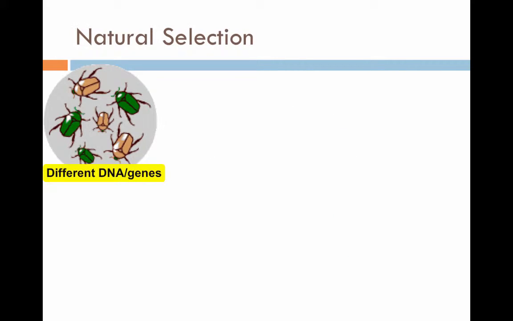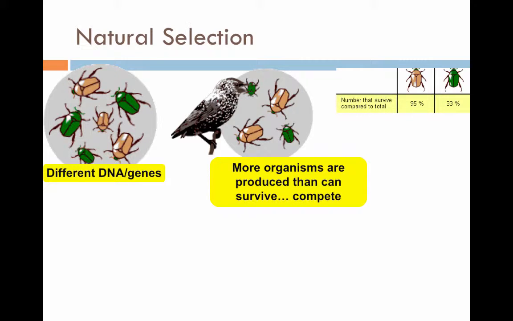Here's your review. All organisms have different genes or DNA sequences. That's why there are big bugs and small bugs and green bugs and brown bugs. There are more organisms, or in this case bugs, than can live in the environment. Therefore, only some survive, and those that do survive compete for food and space and resources.